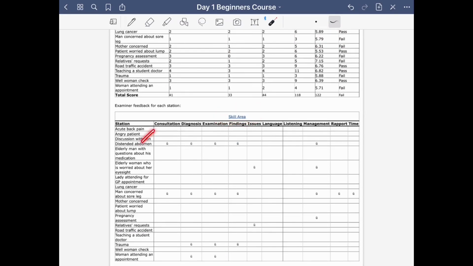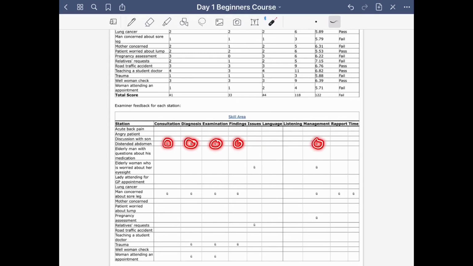In this station, distended abdomen, in which he failed, there are 10 different skill areas: consultation, diagnosis, examination, findings, issues, language, listening, management, rapport, and time management. And he was poorly marked on consultation, diagnosis, examination, findings, and management, though he was good on issues, language, listening, rapport, and time.